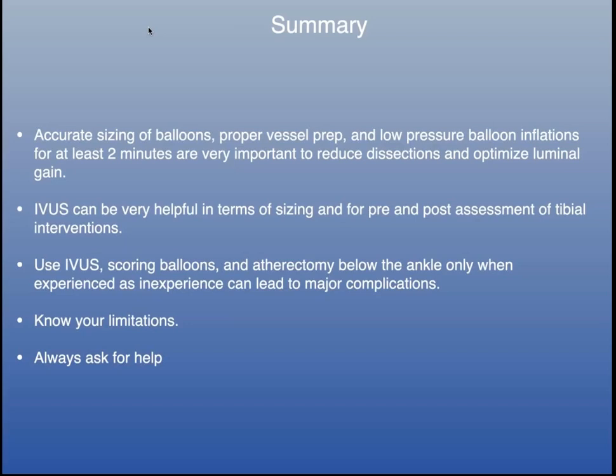Remember, IVUS and even EVUS, external ultrasound, can be very helpful in terms of sizing and for assessing your vessel pre and post if you have time. And obviously, I think scoring balloons and atherectomy, in other words, good vessel prep, is key for the tibial vessels. And below the ankle, I think I would start with a 1.5 millimeter balloon and kind of escalate up to 2 millimeters if you're able to. Know your limitations and always ask for help. I still ask a lot of my colleagues and friends for help.